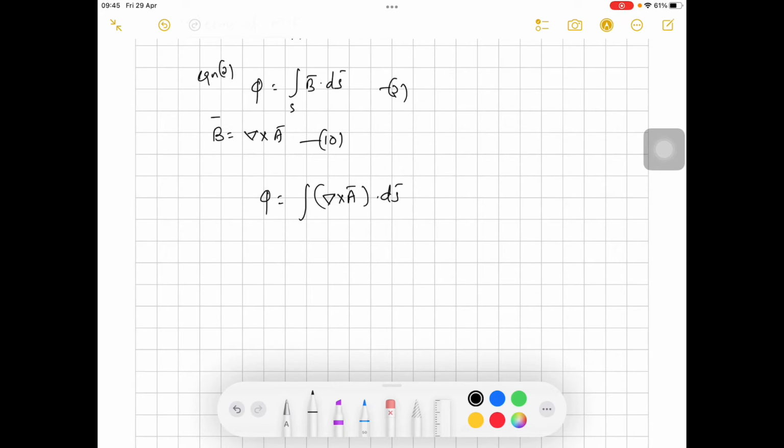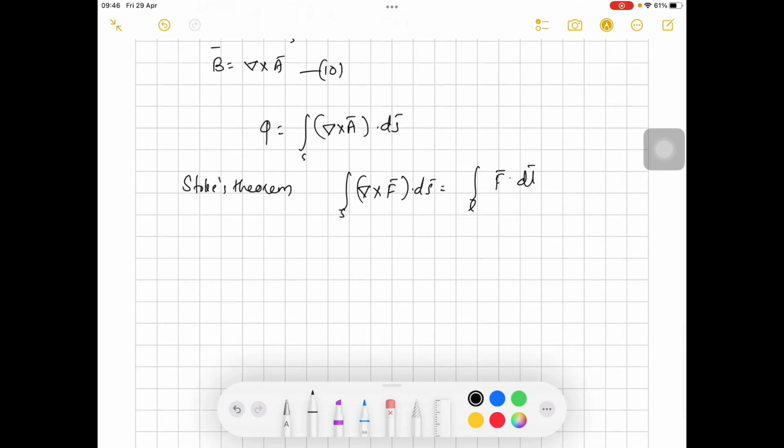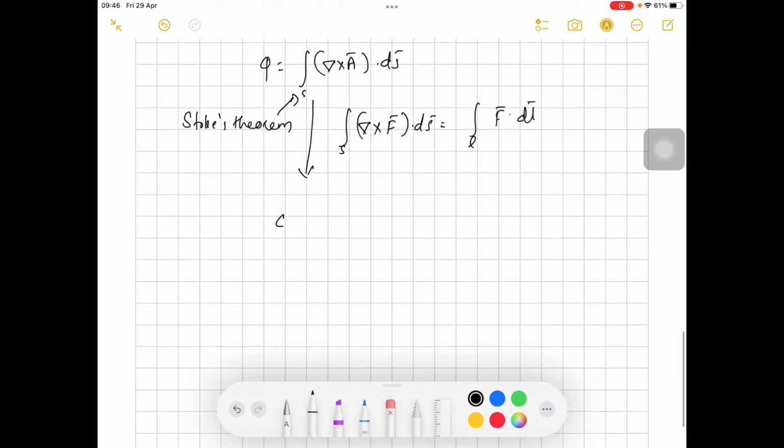So this is the integration over a surface or area, and we have to convert it into a line integral. For that we can use Stokes theorem. According to Stokes theorem, surface integral del cross F dot ds must be equal to line integral F dot dl. So in the same sense, we are applying Stokes theorem here, and the result is like this: phi is equal to, instead of surface integral we will get closed line integral A dot dl.